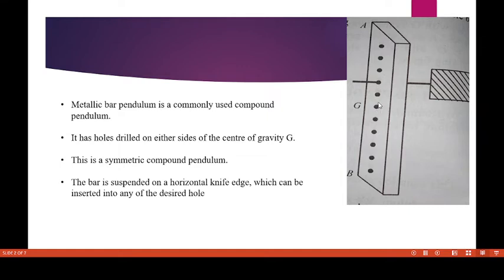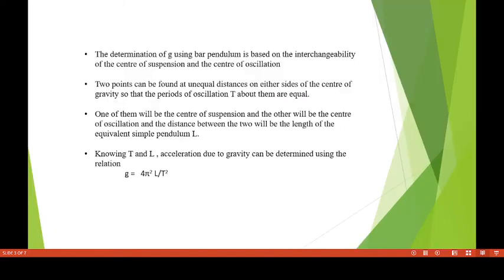As we have seen in the compound pendulum, there should be a point of suspension somewhere here, and somewhere below G there should be a point of oscillation, and both these points will give the same time period of oscillation. One of them will be the center of suspension and the other the center of oscillation, and the distance between the two will be the length of the equivalent simple pendulum.